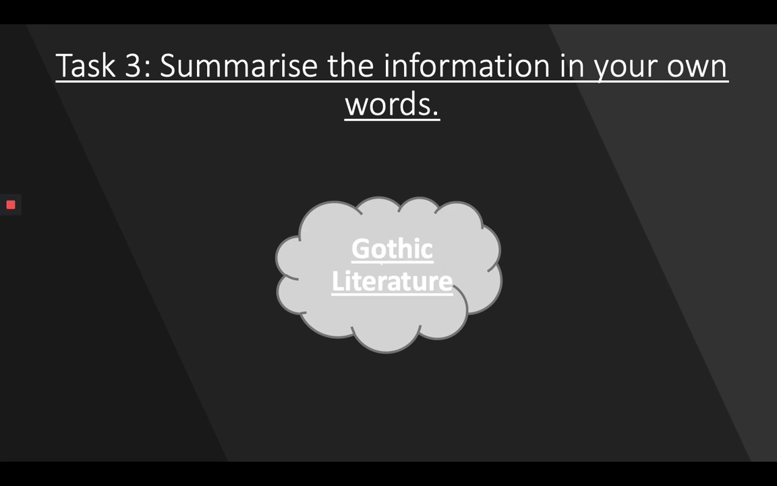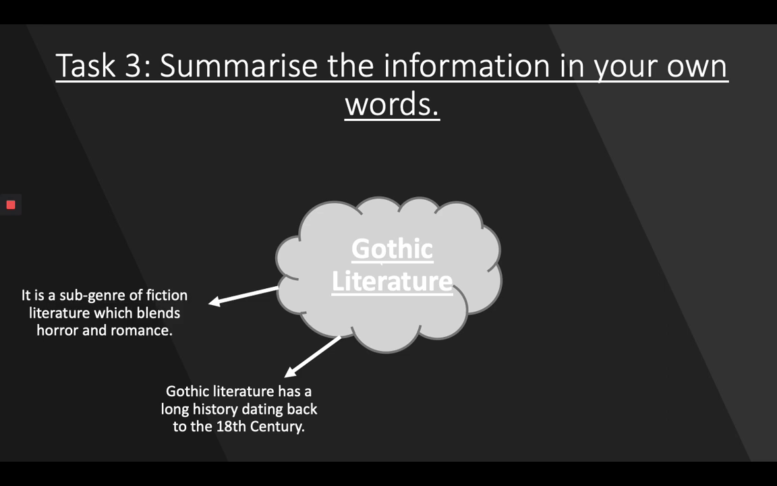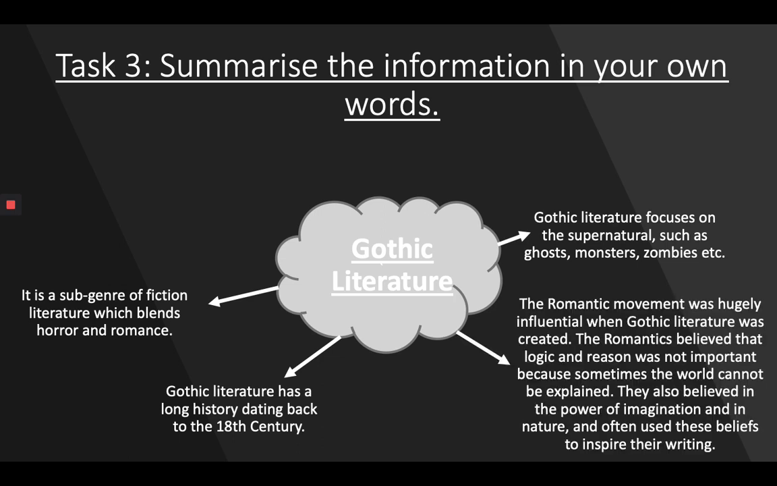in your own words. So, Gothic literature has a really long history dating back to the 18th century, so sort of 1740s onwards. It's called a subgenre of fiction literature because it's a combination of horror and romance, so it doesn't fit into one genre, so we call that a subgenre. Gothic literature focuses on the supernatural, so things like ghosts and monsters and zombies, things that we can't always prove are real, things that we don't know a lot about that make us feel scared.